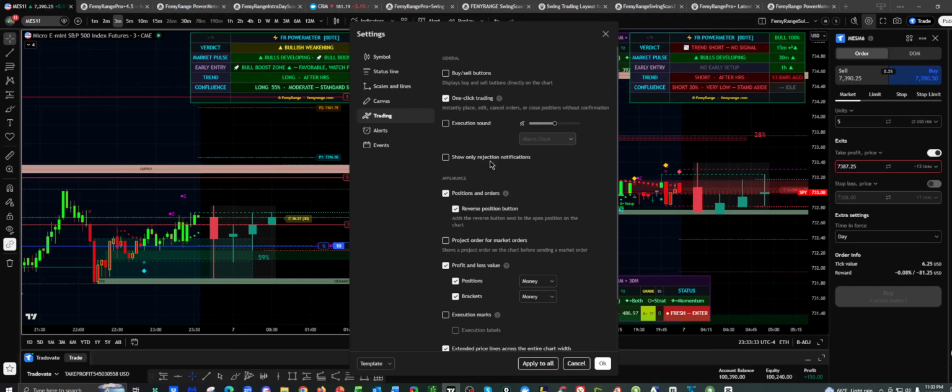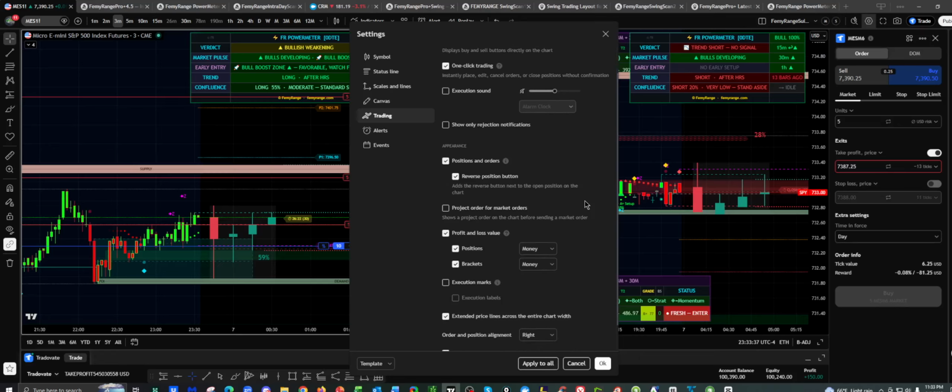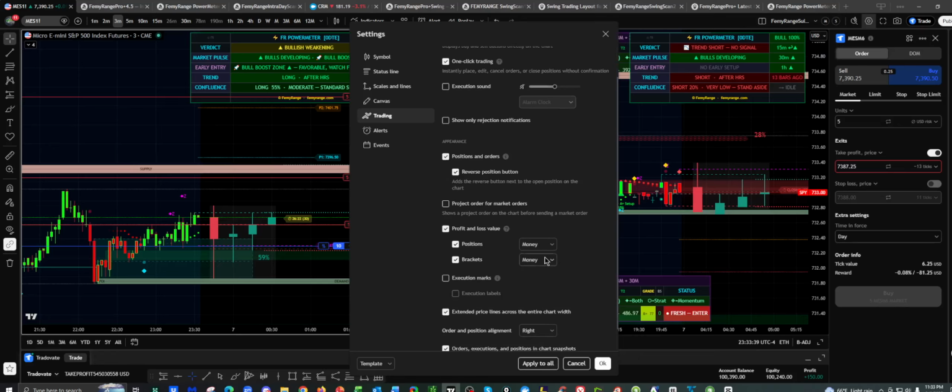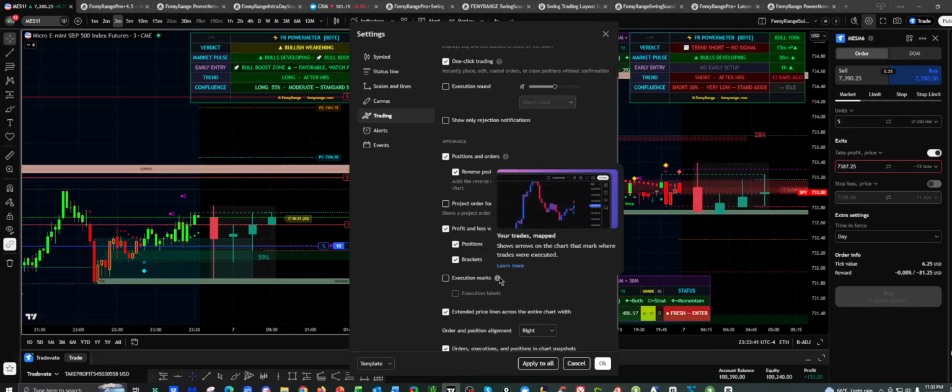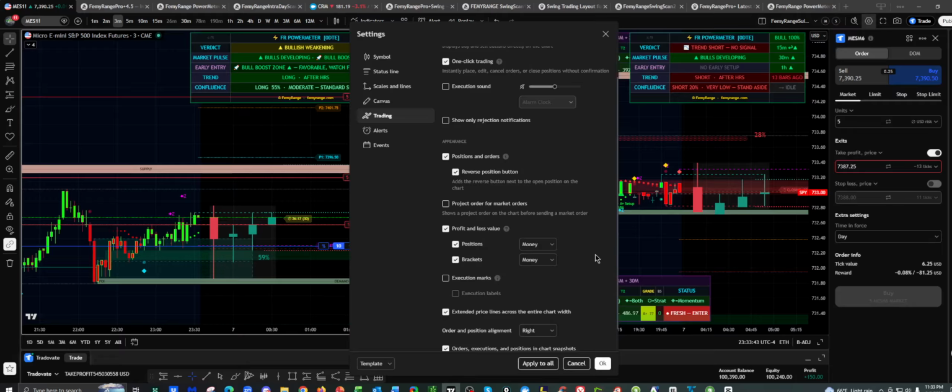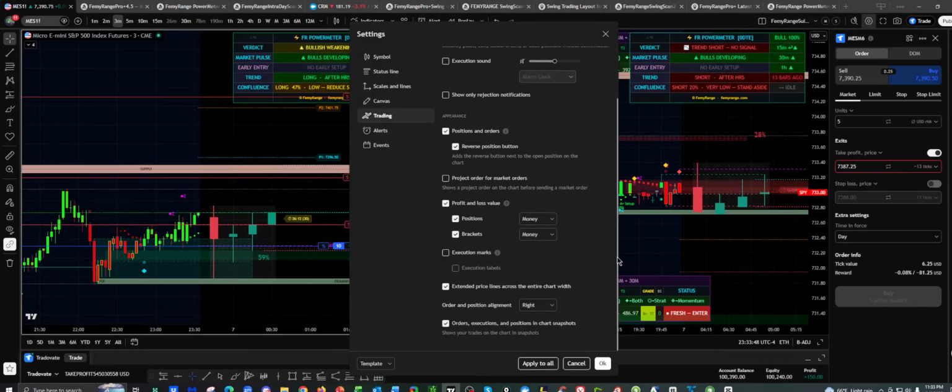I'm just looking at some settings. What is this saying?